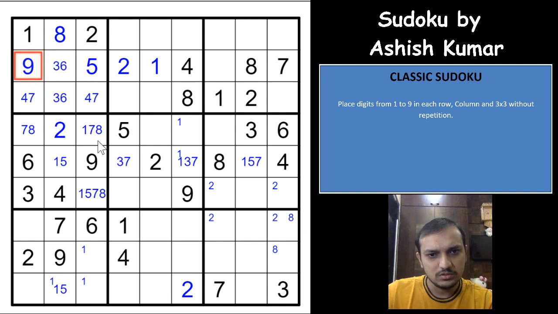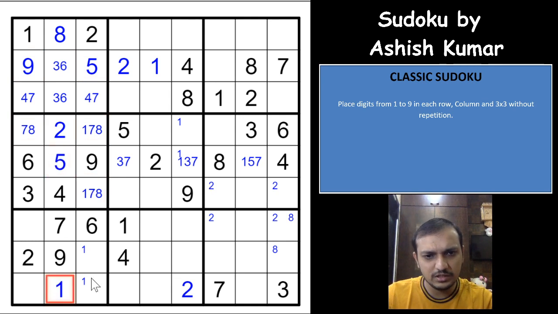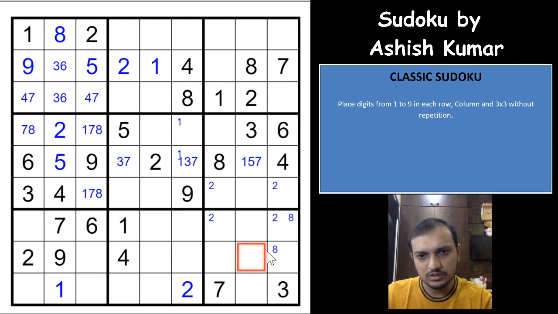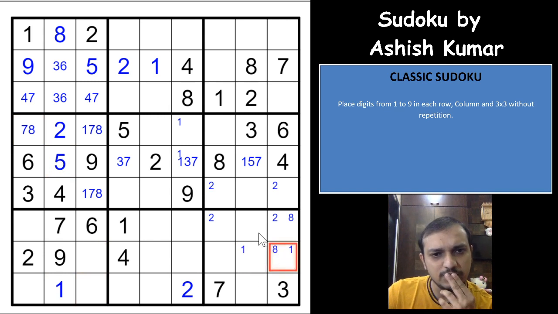Okay, yeah, so that removes 5 from this cell as well. So 5 is not there in any of these 3 cells. This becomes a 5, that gives you a 1 here. Okay, yeah, something is there now. 1 would have to be in one of these 2 cells.